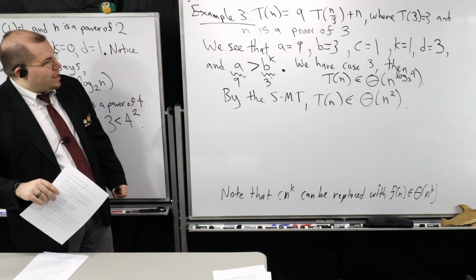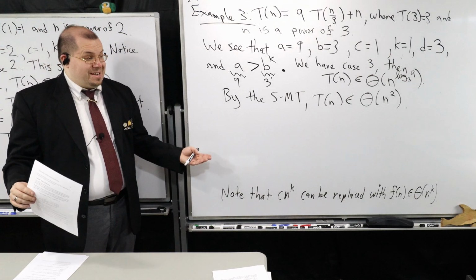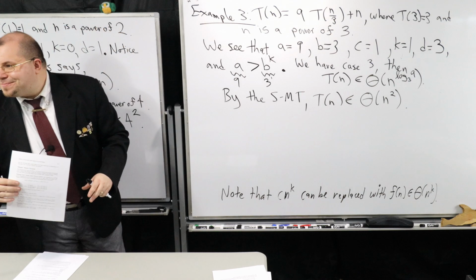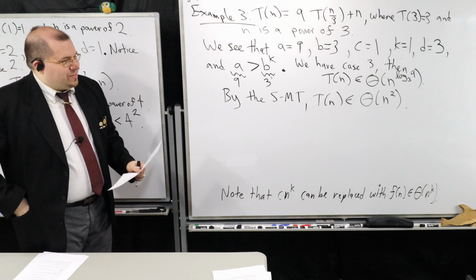And you can still apply the simple master theorem, you just won't have a C. It'll just mean that there exists some C. And that's all it means. So just be mindful of that.